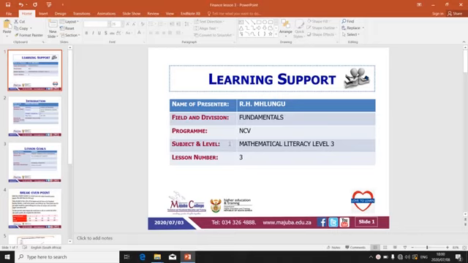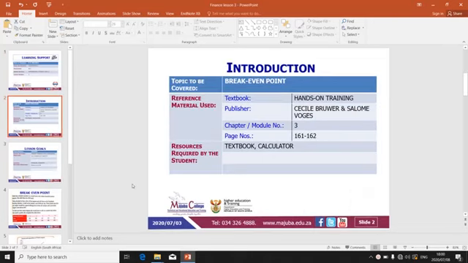We are doing mathematical literacy together for level 3, finance module, which is module number 3, and this is lesson number 3. In front of you, I hope you have the textbook for mathematical literacy, the hands-on for level 3. Open page 161 to 162 for this subtopic. You must also have the exercise book, the calculator, and a pen to write with.